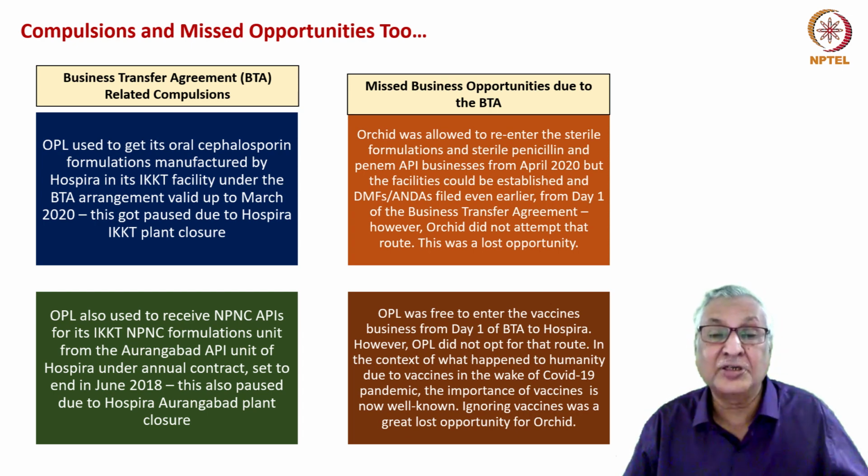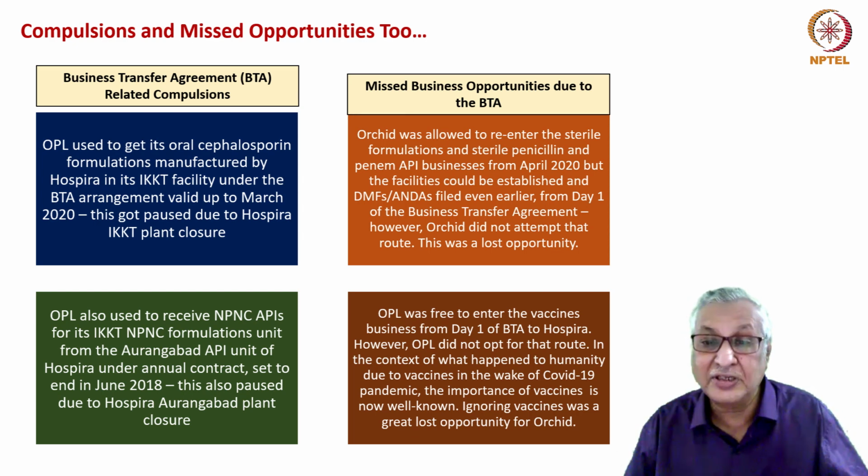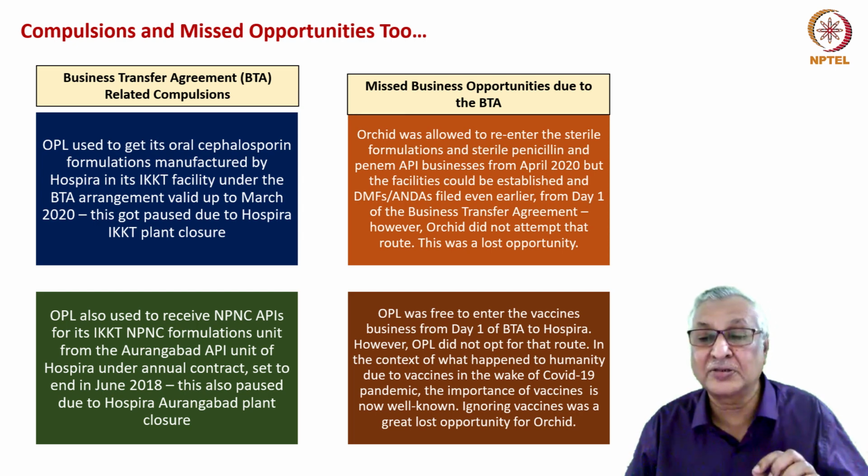However, there were opportunities for Orchid under the BTA, which the company never utilized. Orchid was allowed to re-enter the sterile formulations and sterile penicillin and penem API business from April 2020, but had the freedom to start developing the products, to start constructing facilities, and be completely ready for launch into the market by 2020. But the company took no action whatsoever in that direction. That was a lost opportunity.